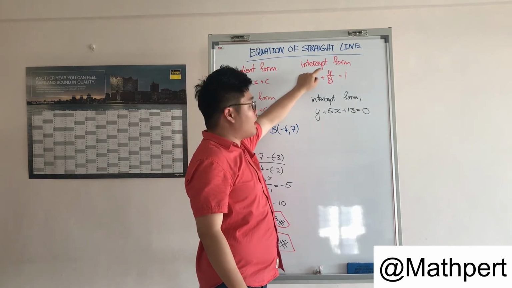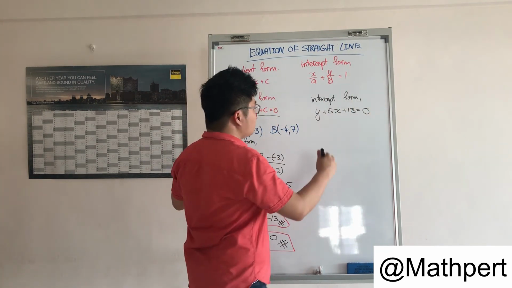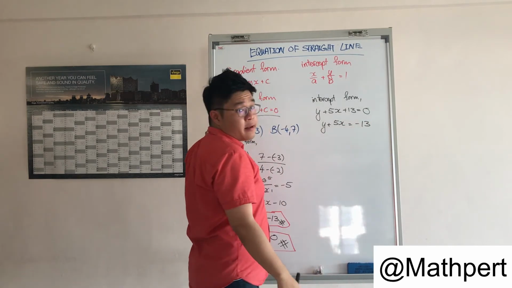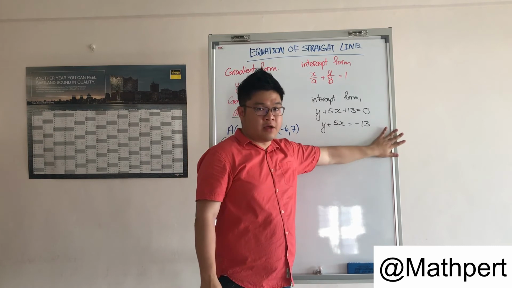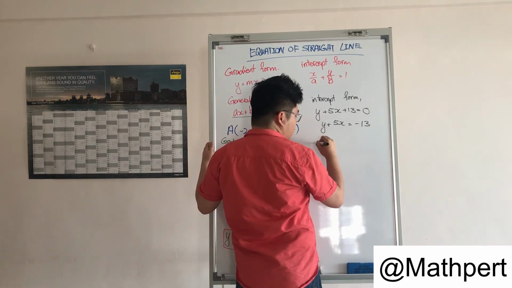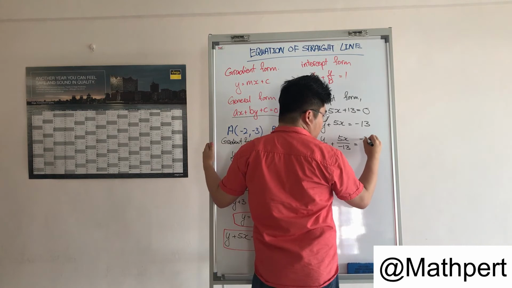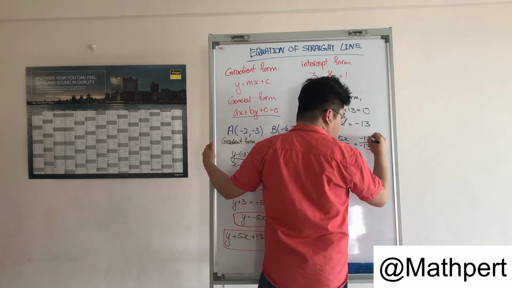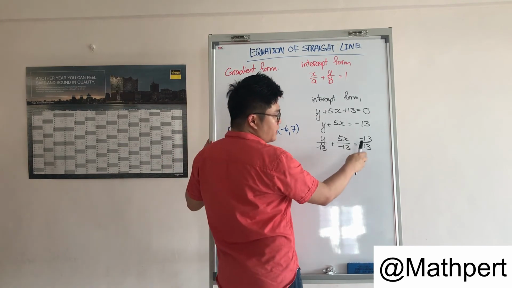So notice only x and y are on the left hand side, and then the constant is on the right hand side. So put it this way: y plus 5x equals negative 13. The constant on the right should remain as 1, so we divide the whole thing, left hand side and right hand side, by negative 13. So y divided by negative 13 plus 5x divided by negative 13 equals negative 13 divided by negative 13. Every part we divide by negative 13, so we end up with 1 here.